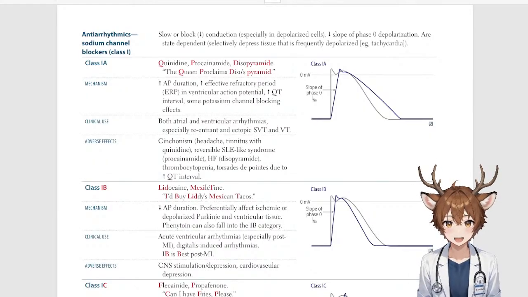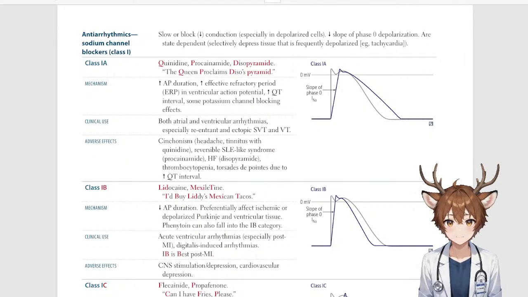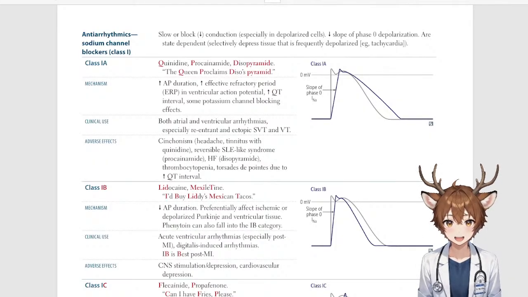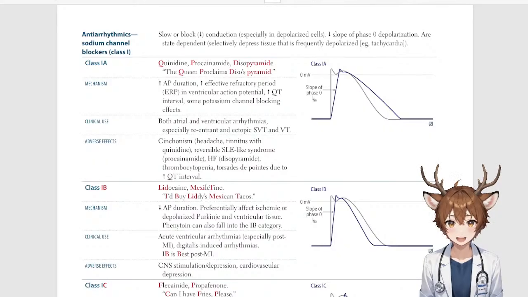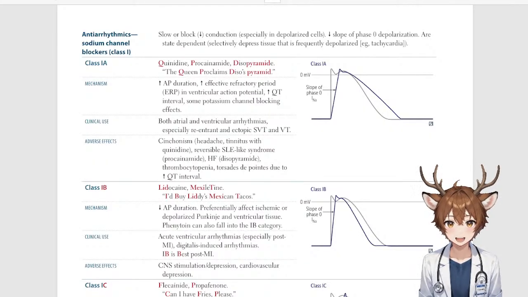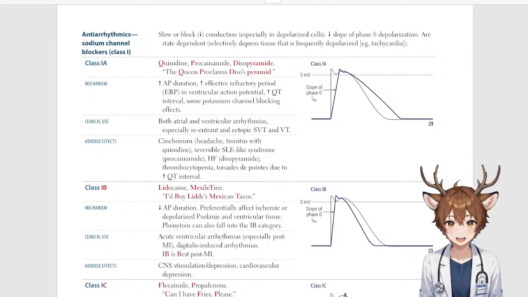So let's just read through it. Mechanism for class 1A sodium channel blockers: moderate sodium channel blockade, increase in AP duration, increase in effective refractory period, ERP, in ventricular action potential, increase in QT interval, some potassium channel blocking effects. Clinical use: both atrial and ventricular arrhythmias, especially reentrant and ectopic SVT and VT.